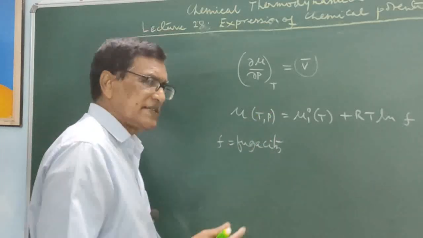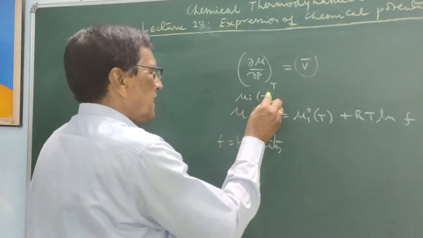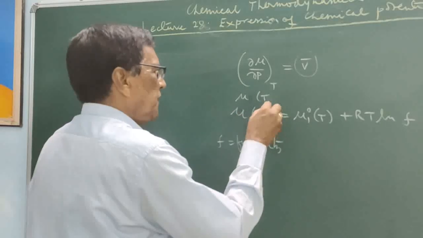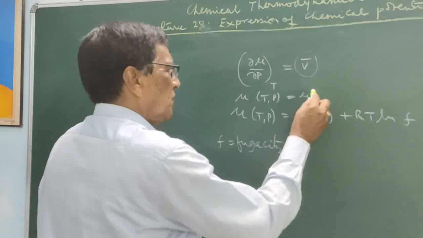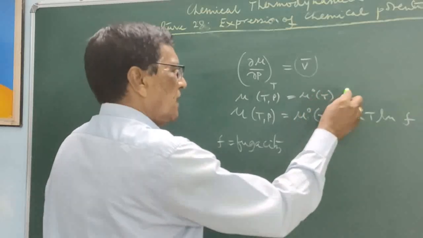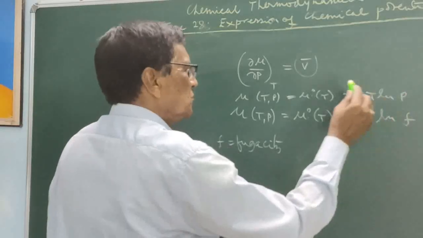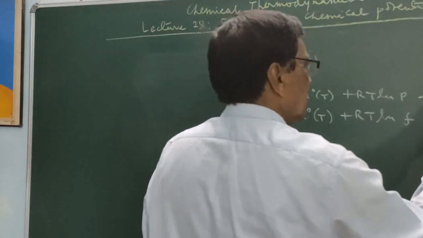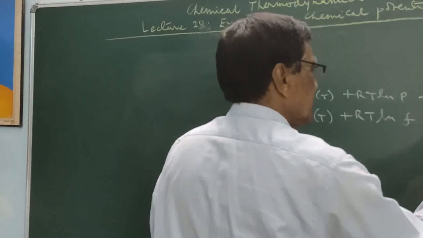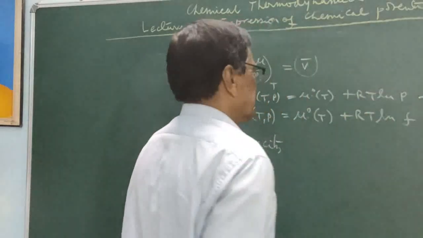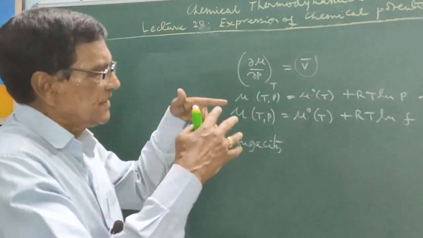Fugacity of this gas is similar to the pressure. If we write this for an ideal gas, then mu(T,P) equals mu naught(T) plus RT ln P. So this is for the ideal gas, and this is for the real gas. So it is seen that both the formats are the same.